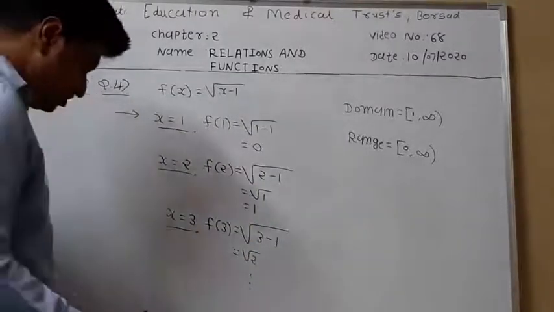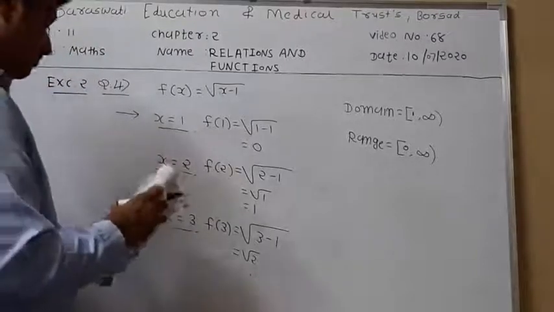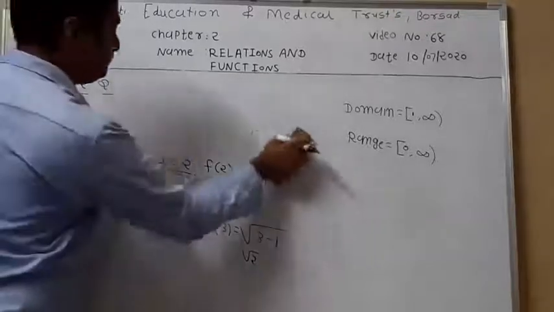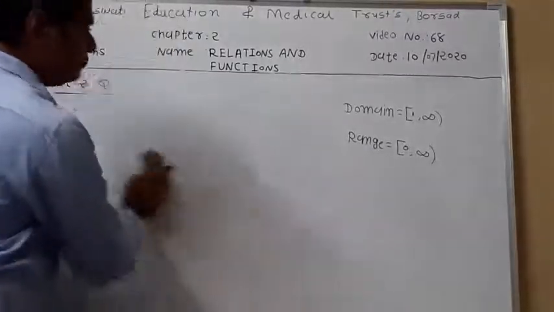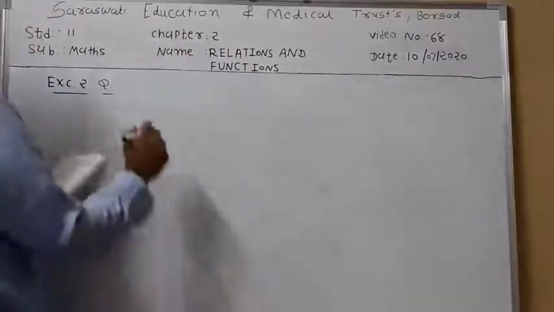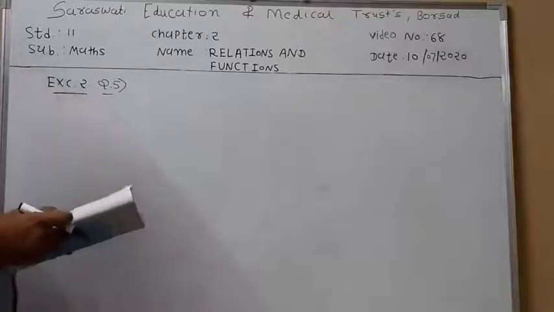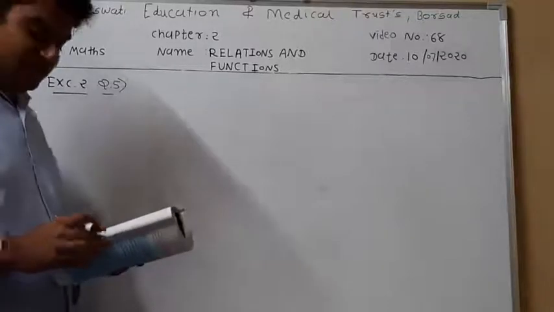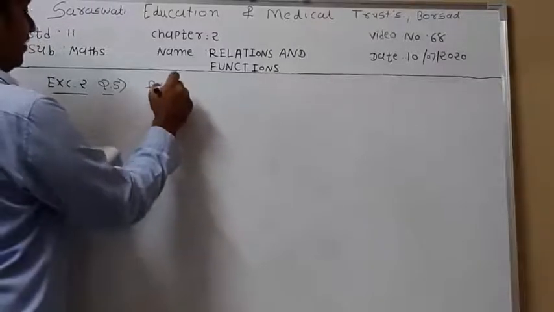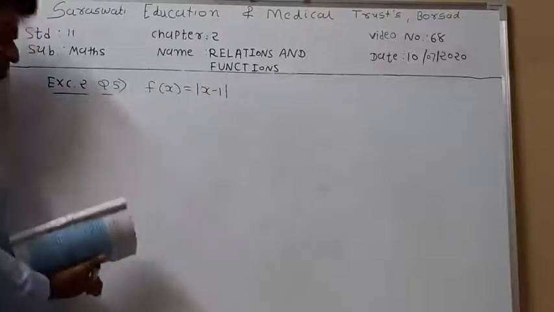Now next question, question number 5. Our question is, find the domain and range of the real function defined by f of x is equal to modulus of x minus 1.